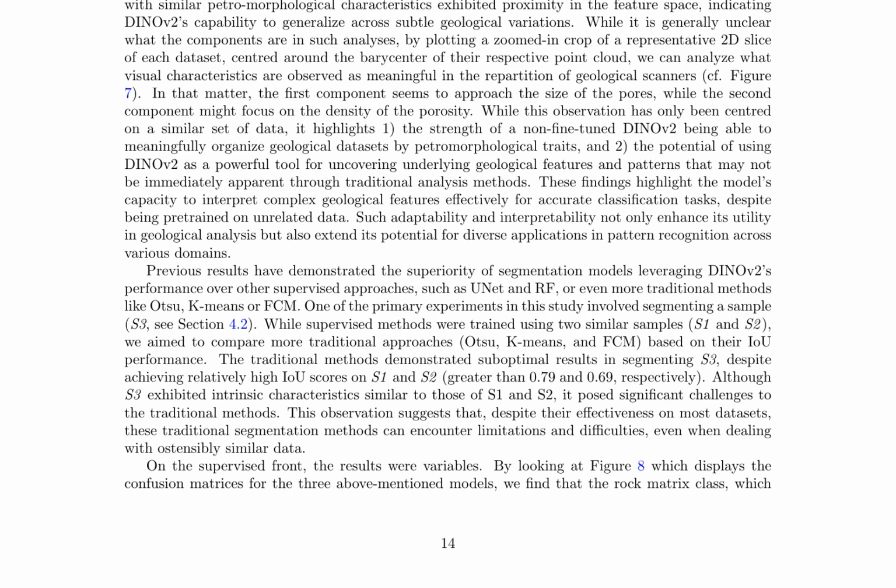On the supervised front, the results were variable. The confusion matrices for the 3 models, RF, UNet small, and DINOv2, showed that the rock matrix class, which is the most abundant in the dataset, was consistently misclassified by RF and UNet small. In contrast, DINOv2 demonstrated better performance in classifying this class, indicating its superior adaptability and interpretability in geological analysis. These findings underscore the potential of DINOv2 for diverse applications in pattern recognition across various domains.